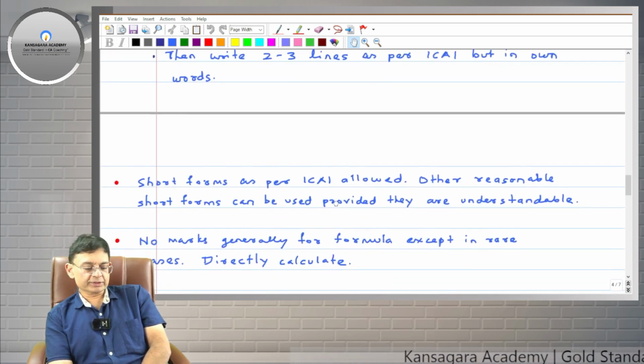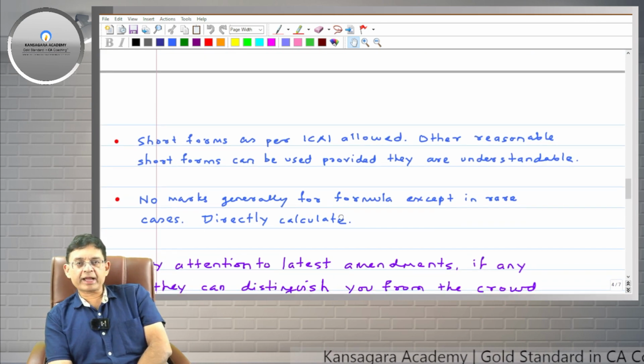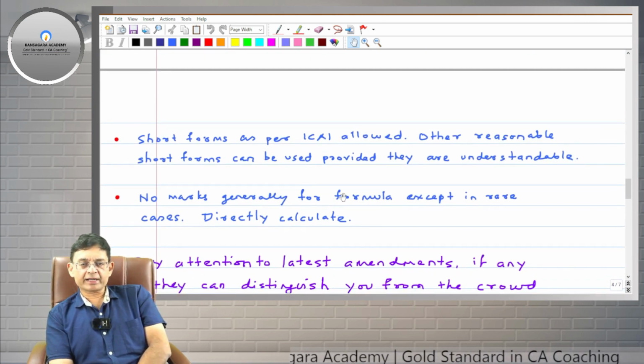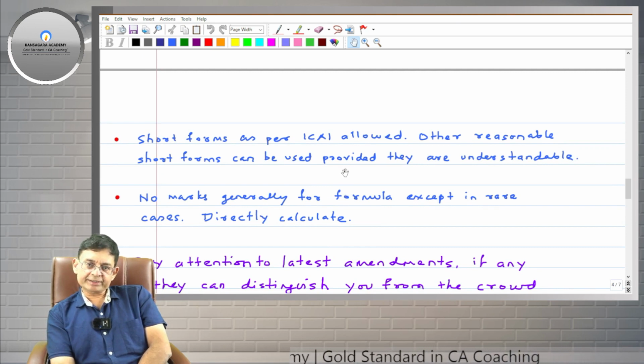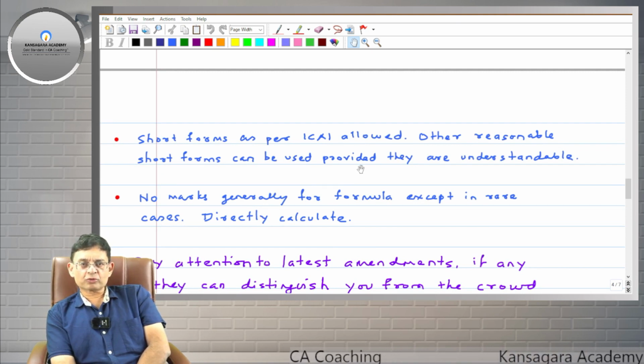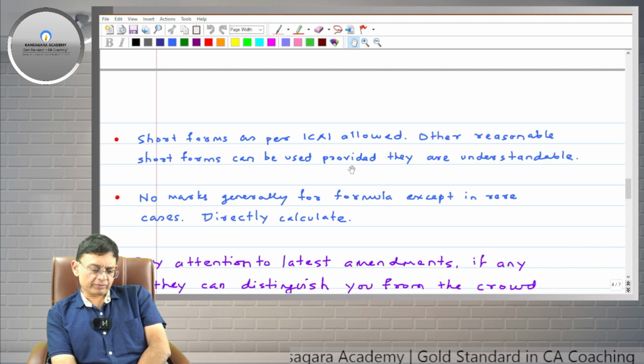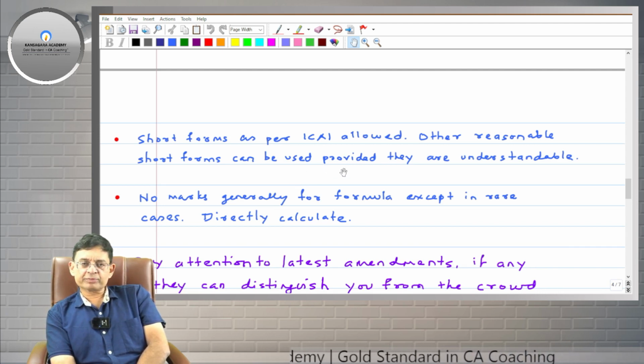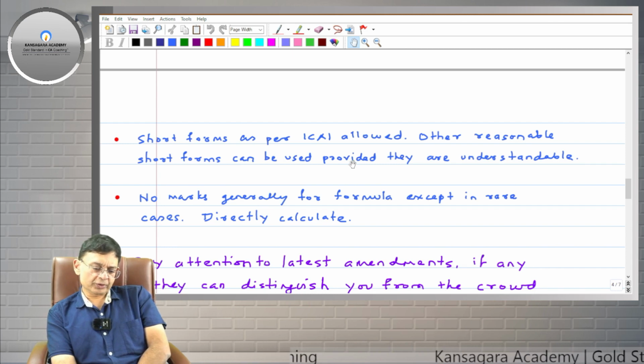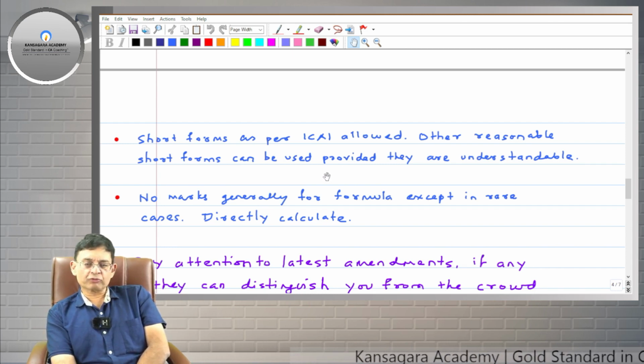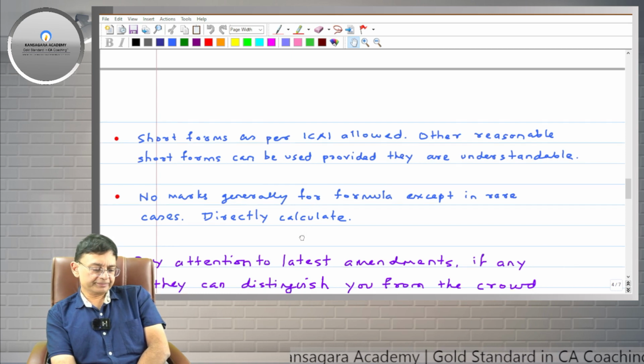Then about short forms, see the short forms which are allowed as per ICAI. For example, IRR, internal rate of return, NPV, EPS, NAV can be used. Even 3-letter ISO codes for currencies, say GBP, USD, CHF, JPY, you can use them, students, no problem. And other reasonable short forms can be used provided they are understandable. For example, for book value per share in the mergers chapter, you can use BVPS, no issue. Okay. Don't use short forms which the examiner cannot understand.